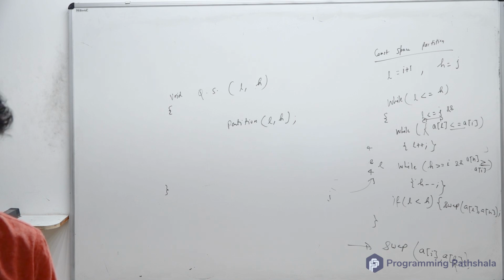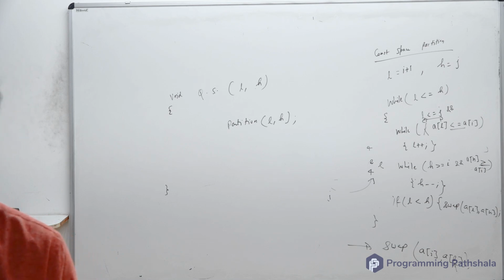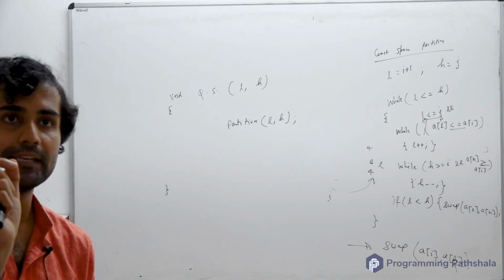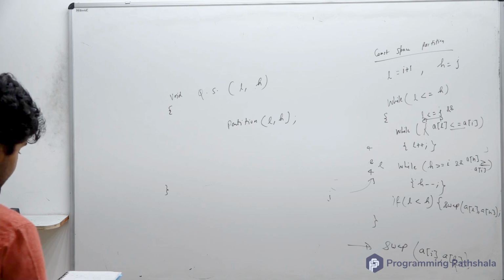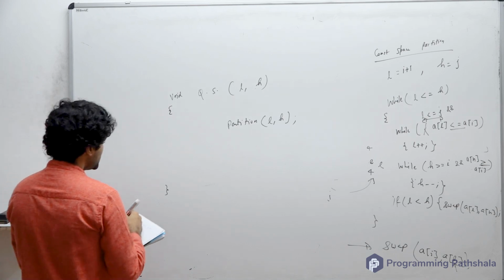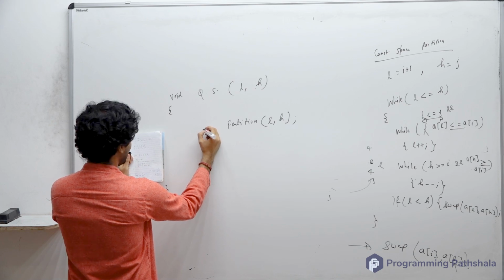Does it need to return something? Yes, it needs to return the index where the pivot has been placed, because based on that index only I can tell the range of indices for the left part and the right part. Okay, cool. So let's say it tells me the pivot index to be I.